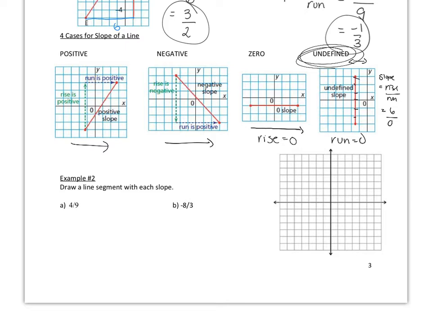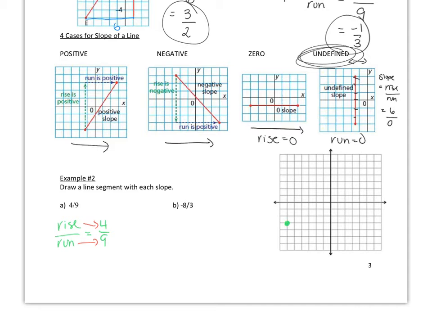Draw a line segment with each of these slope values. So 4 over 9, remember slope is rise over run. So that is 4 over 9. This means that the graph rises 4 and runs 9 from some point. So let's choose any point. I'm going to choose this one here.